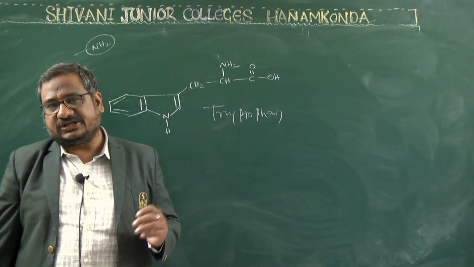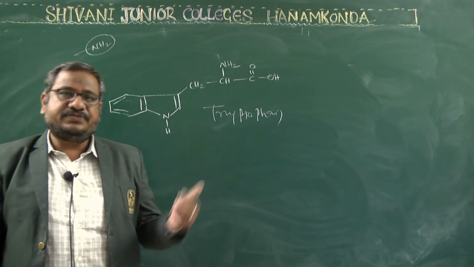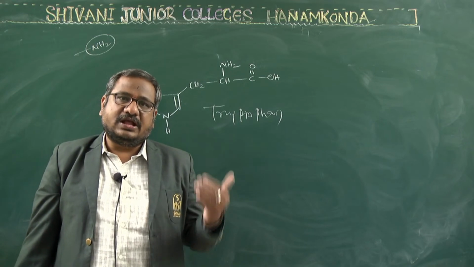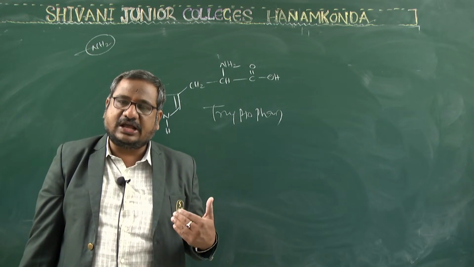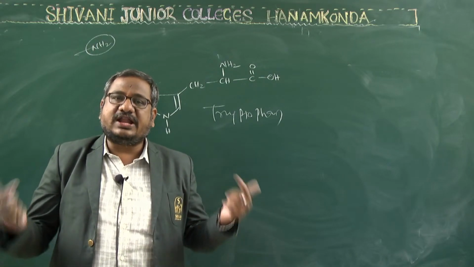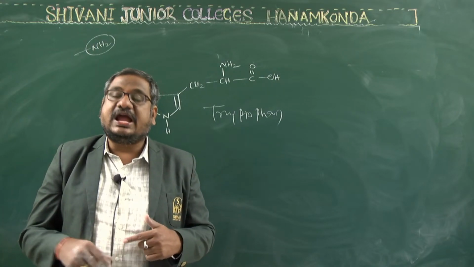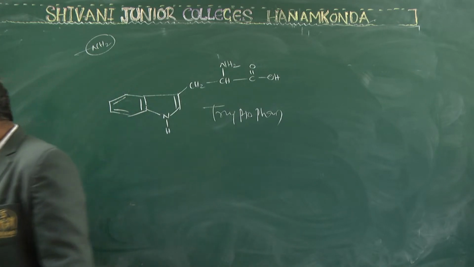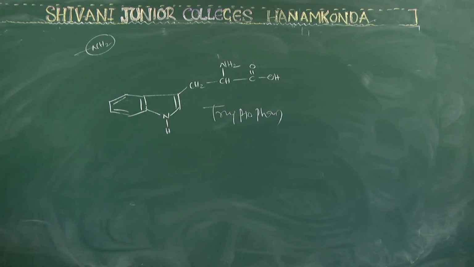This is one classification. The second one is aromatic amino acids, and after that heterocyclic amino acids. In heterocyclic amino acids again there are two types, non-aromatic heterocyclic amino acids and aromatic heterocyclic amino acids. These are the classification of amino acids.